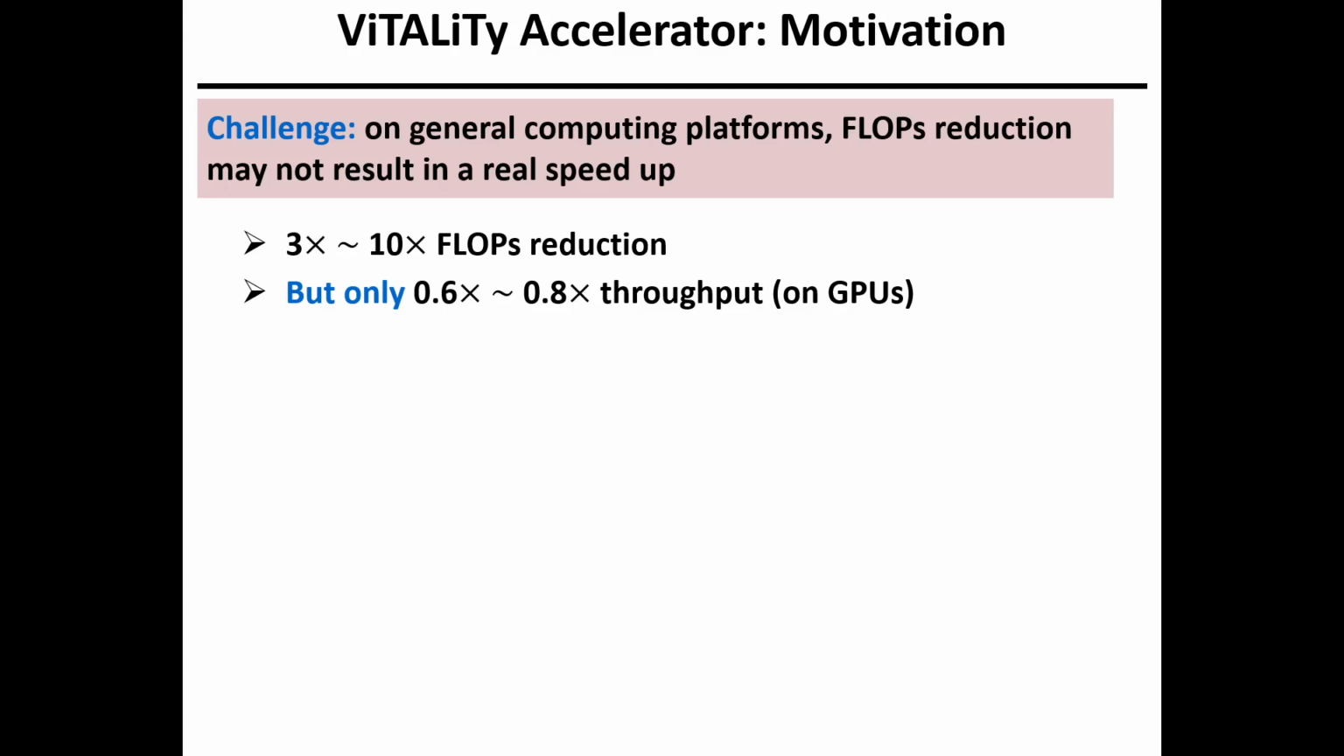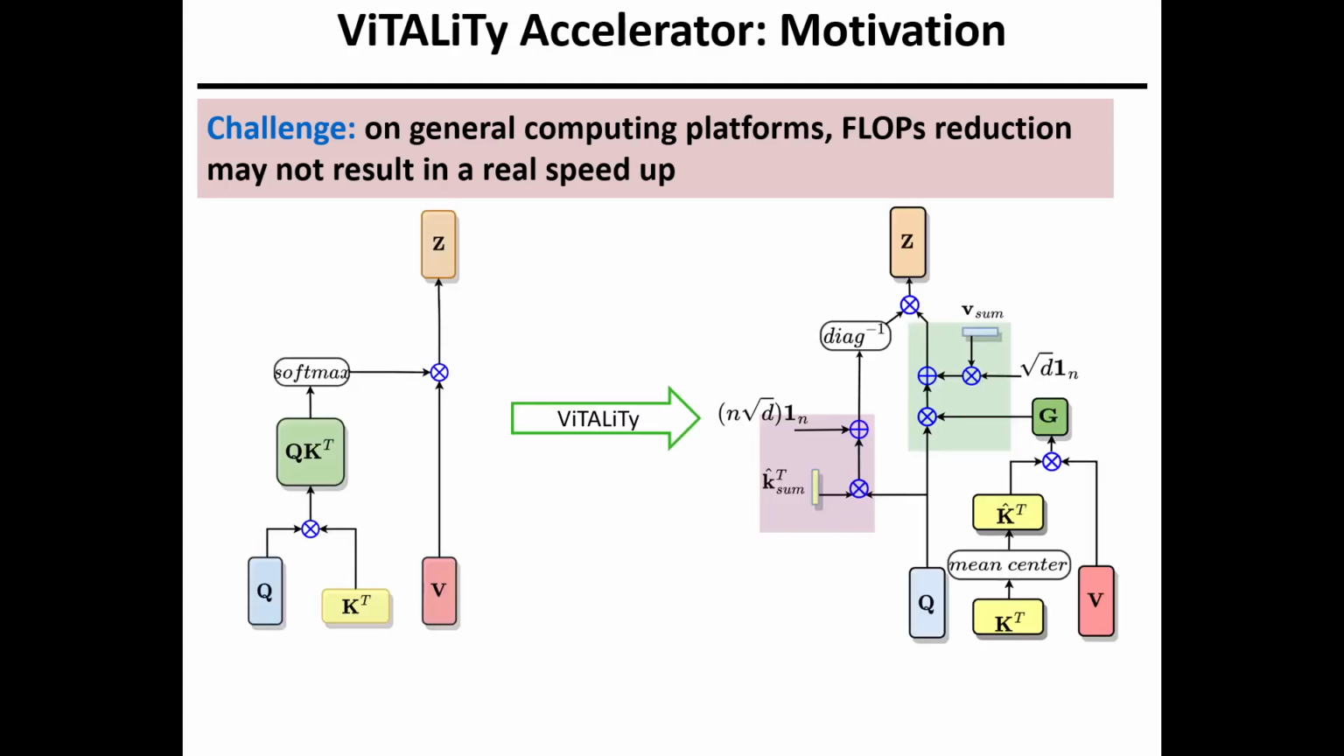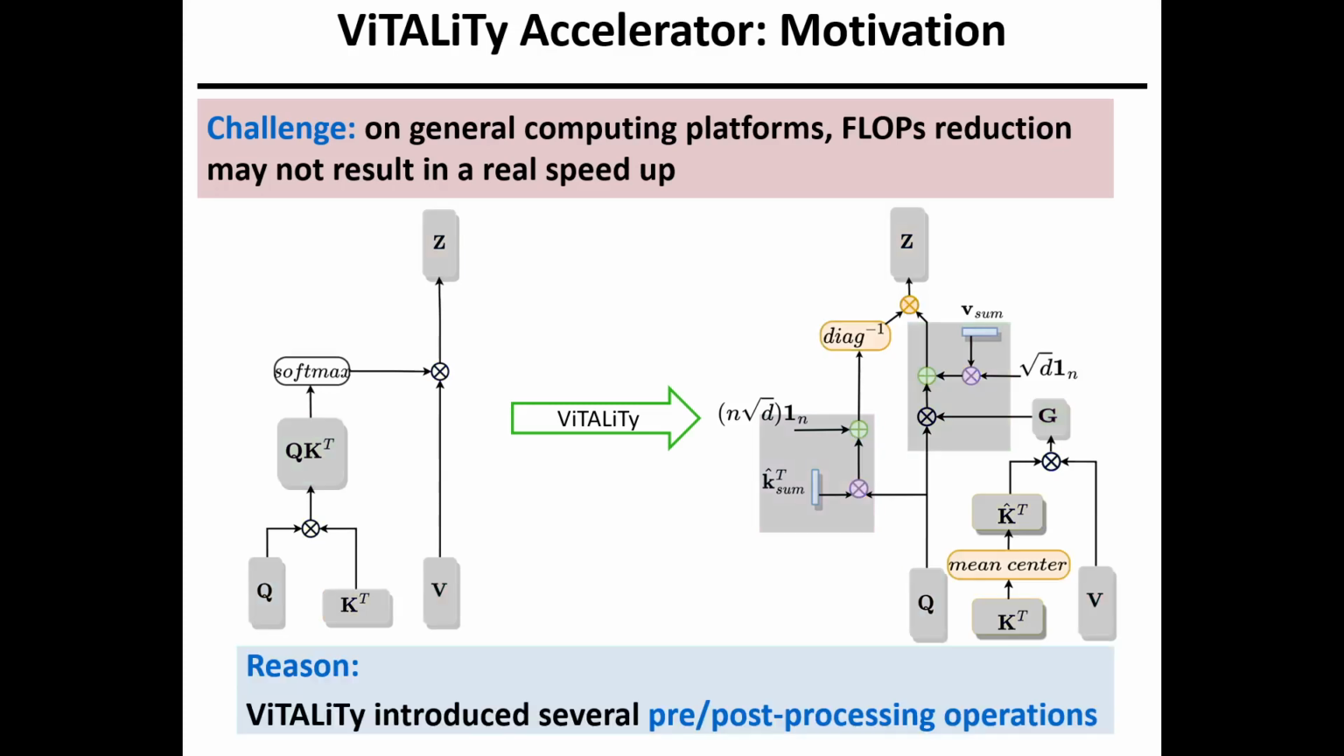So although our proposed algorithm can linearize the computational complexity and achieve 3 times to 10 times FLOPs reduction on the multi-head self-attention layer, empirically, we find that this FLOPs reduction may not result in real hardware speedup. On our testing GPUs, we find that the proposed linear attention algorithm only achieves 0.6 to 0.8 throughput in the attention layer. This is because by approximating the softmax attention with the proposed linear Taylor attention, we introduce several pre-post-processing operations, as highlighted in colors in the right graph, such as mean centering, computing row sum and column sum of matrices, as well as vector matrix additions, multiplications, and divisions.